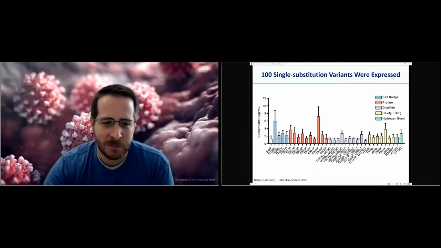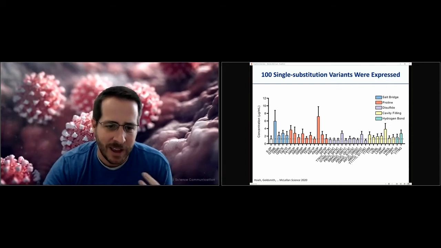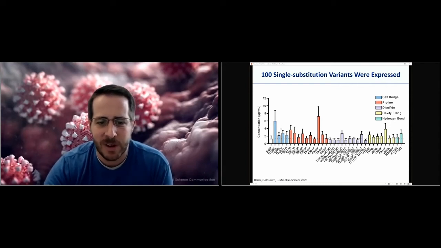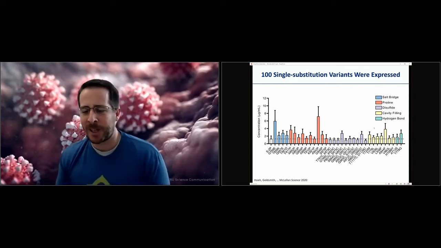Salt bridges did pretty well, so that we had a couple of nice salt bridges that had an increase in expression of 2-fold, 3-fold. Many of the prolines looked pretty good, some greatly increased expression. Disulfide bonds generally underperformed compared to what we had seen for other class 1 viral fusion proteins. Most of them killed expression. A couple gave us 2-fold increases. Cavity filling, we got some 2- and 3-fold increases. And we were pretty happy with that.